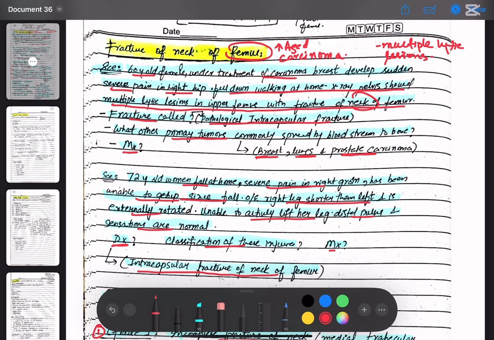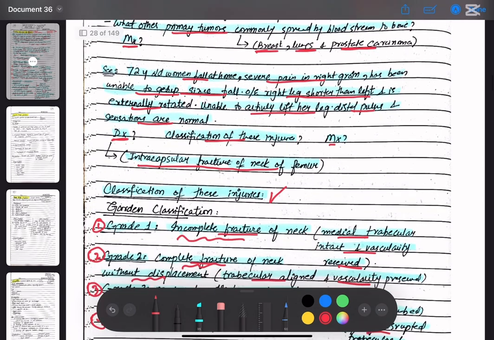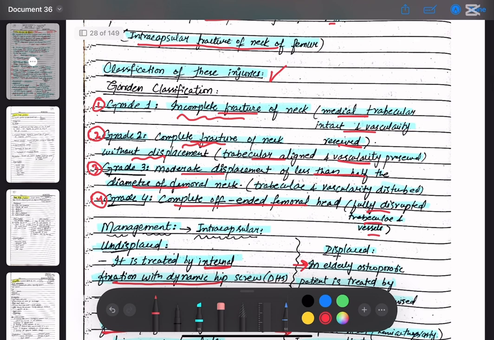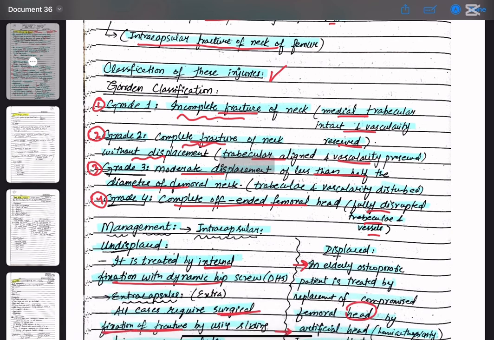Then we have the management options and the grades, the classification of the injury. So we have grade 1, 2, 3, and 4. In grade 1, there is incomplete fracture. In grade 2, there is complete fracture but no displacement. In grade 3, we have complete fracture with minimal displacement. And in grade 4, we have the complete off-ended femoral head, complete displacement, as well as the complete fracture.